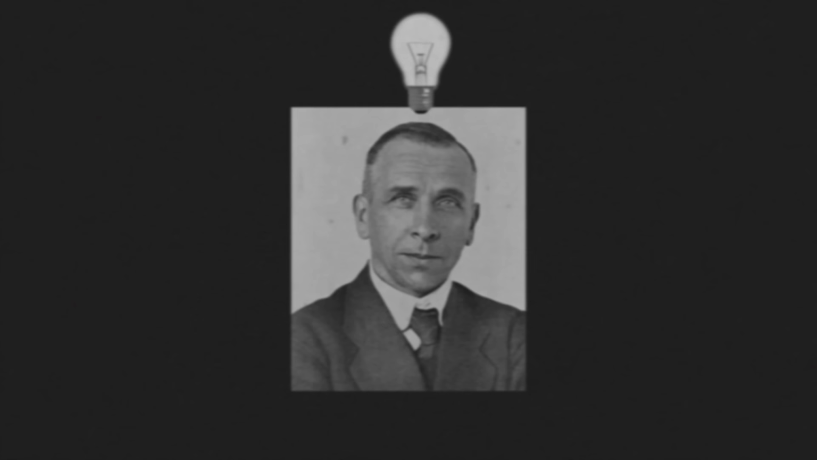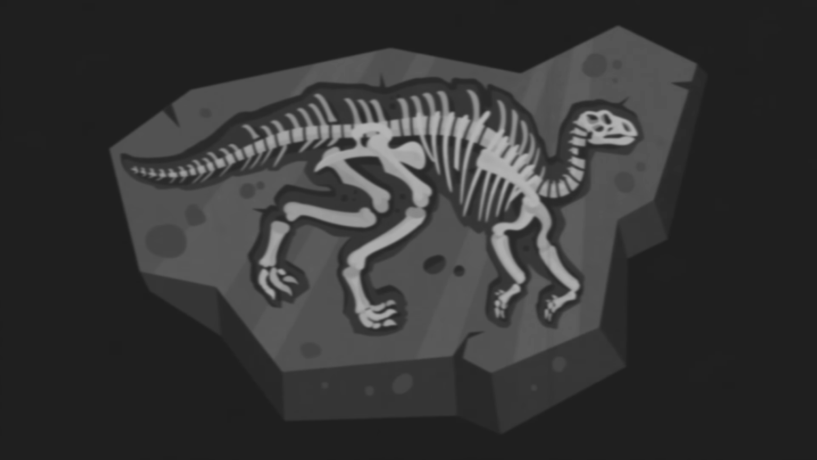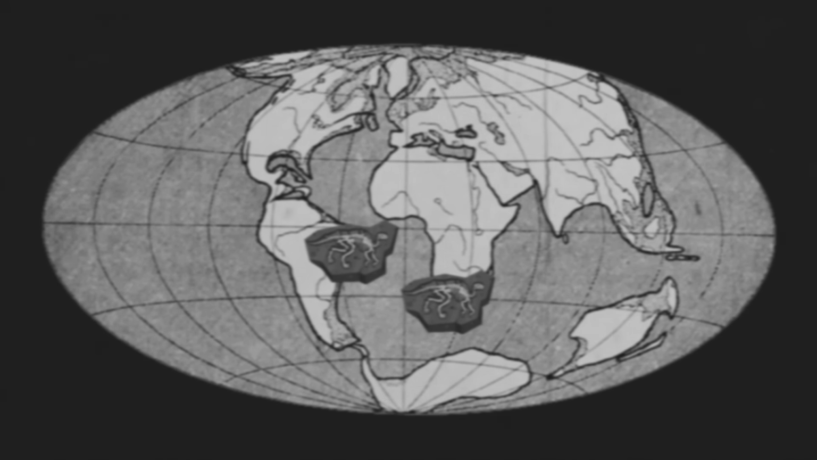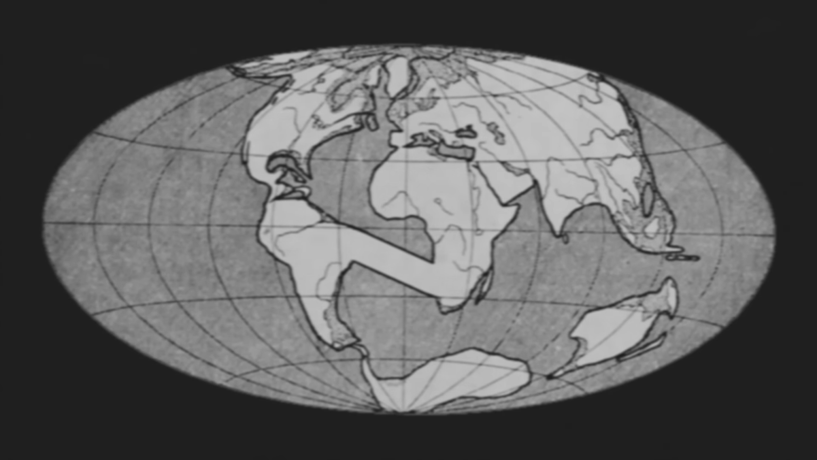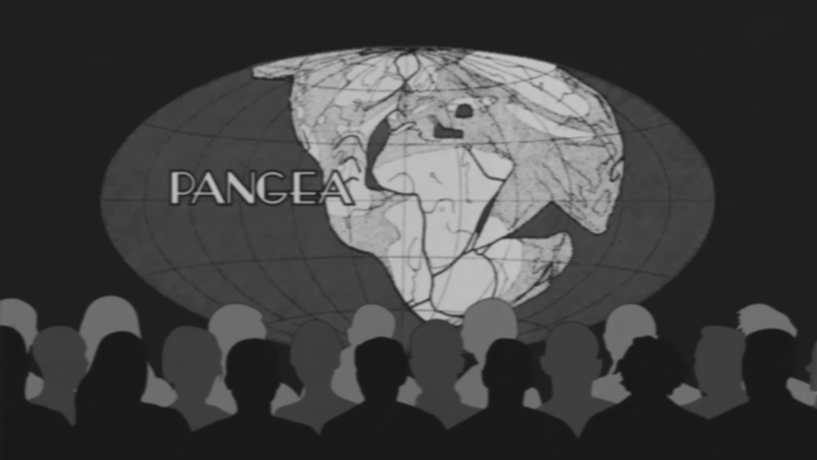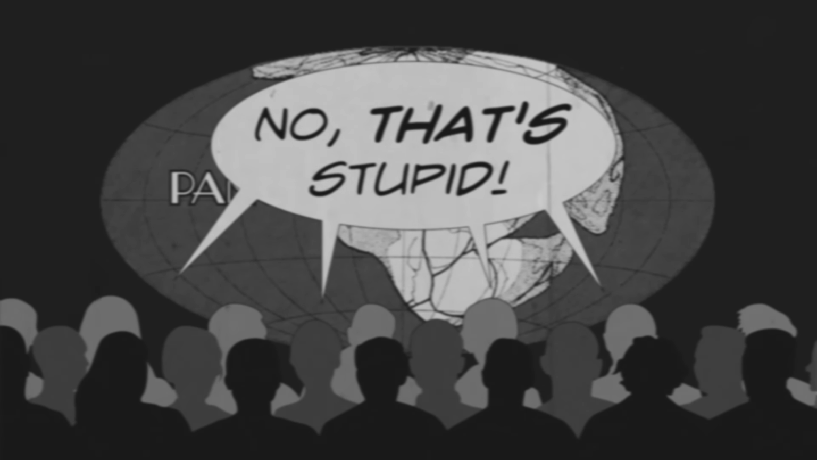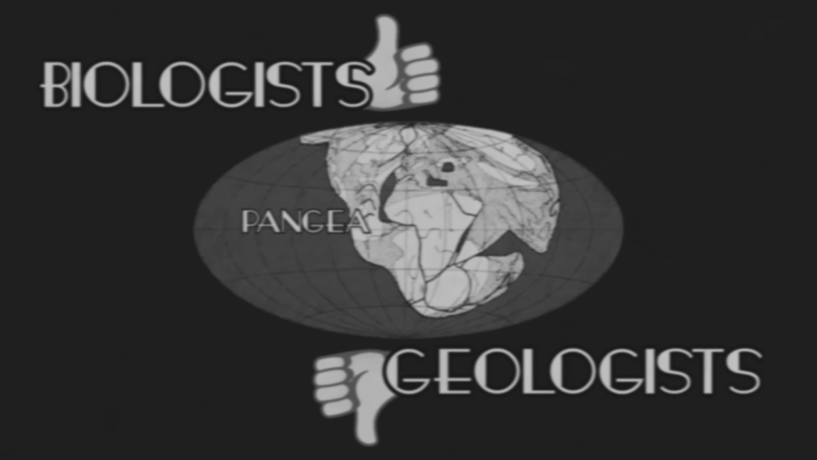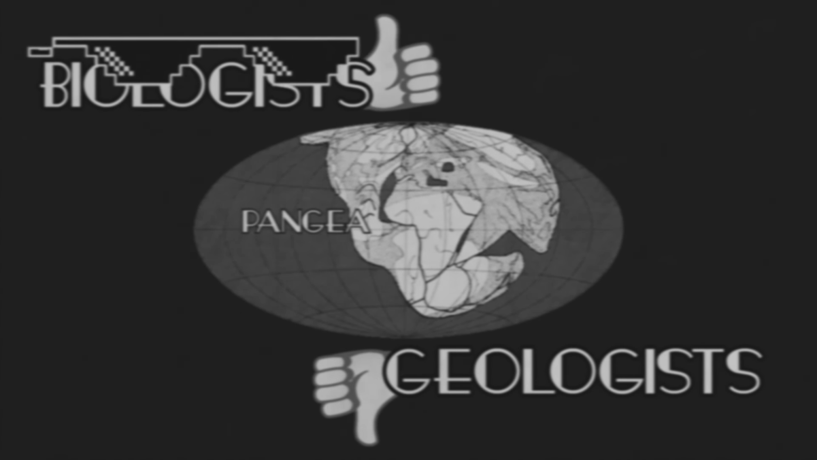And he came up with this idea in part because he noticed there was a certain species of dinosaur whose fossils were only found in Brazil and South Africa. This was explained at the time by saying that there used to be a giant land bridge that connected the two continents, and Wegener was like, that's stupid. But everyone looked at his idea of continental drift and went like, no, that's stupid. Well, actually, biologists apparently were super on board with it, and geologists were not, but that makes sense because biologists are always just the coolest.